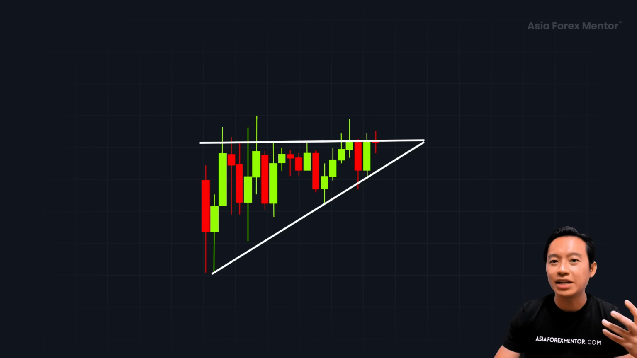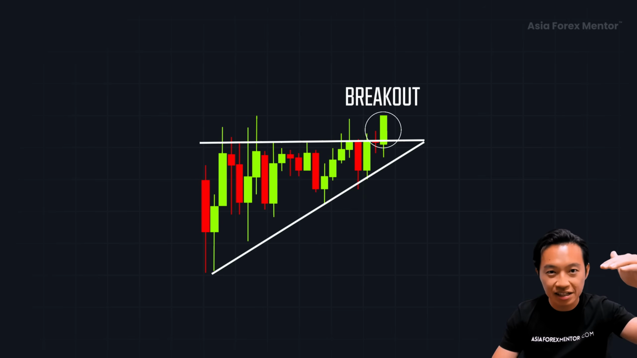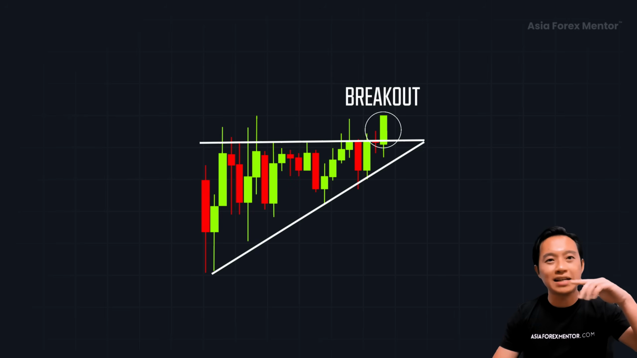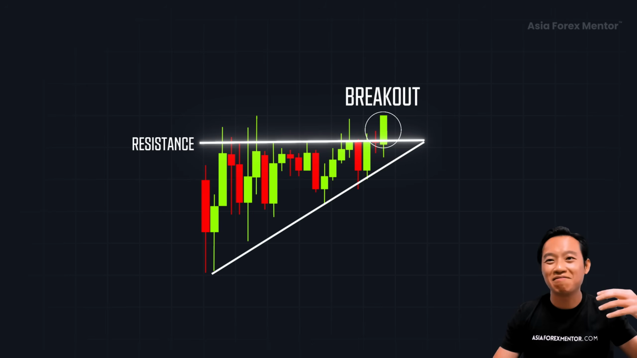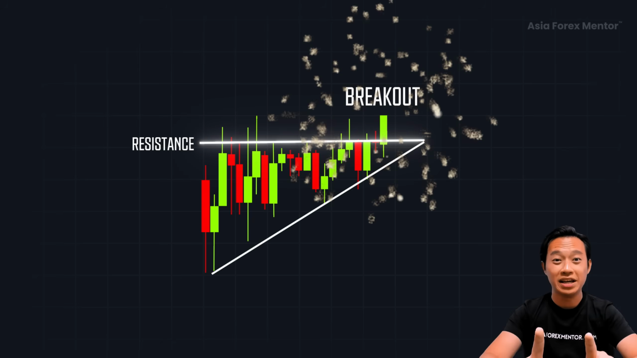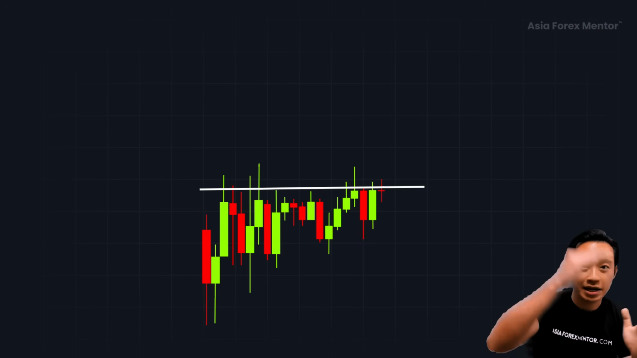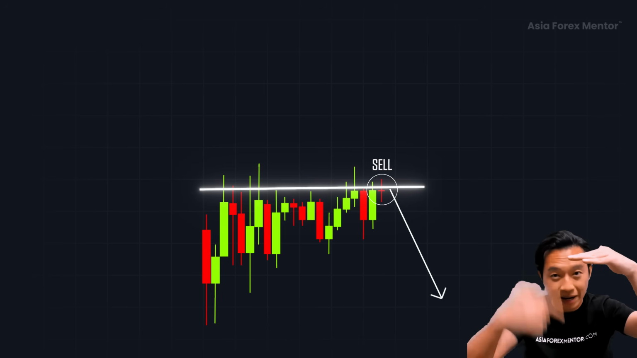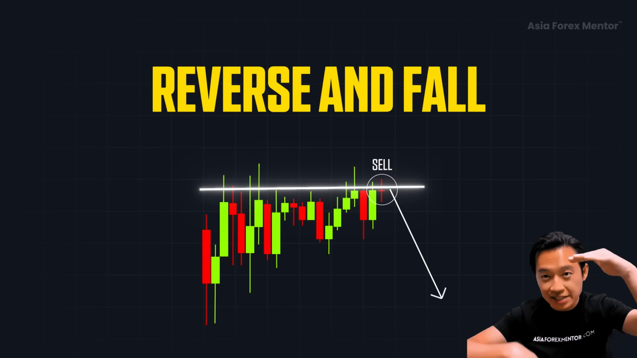So what happens when price finally breaks through the resistance? This is where things are gonna get exciting, right? When price pushes past that resistance level, it's like fireworks. Things can explode fast. Here's why. Some traders bet that the market will go down when price hits that resistance. They short the market. They expect price to reverse and fall.